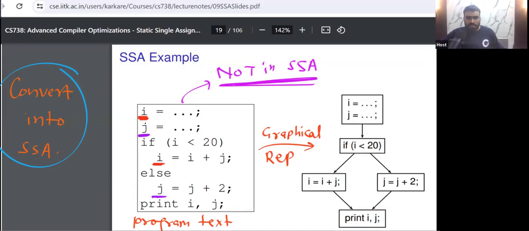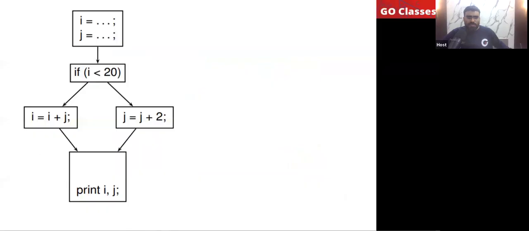So let's convert to SSA. See what is happening. First you are assigning some value to I, and some value to J. Then you are checking, is I less than 20? If I is less than 20, if this is true, then you will execute I equal to I plus J. If this is false, then you will execute J equal to J plus 2. And finally, you will print I comma J.